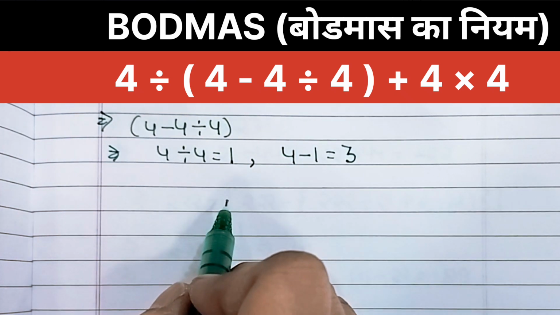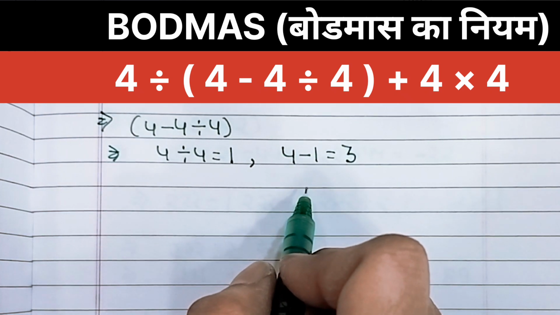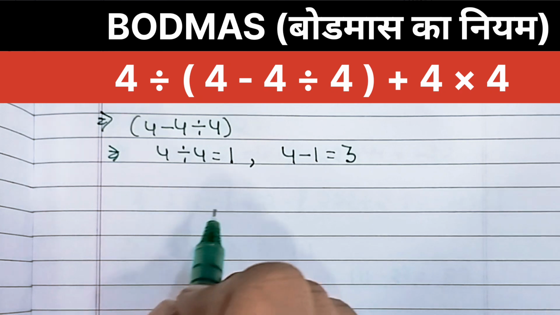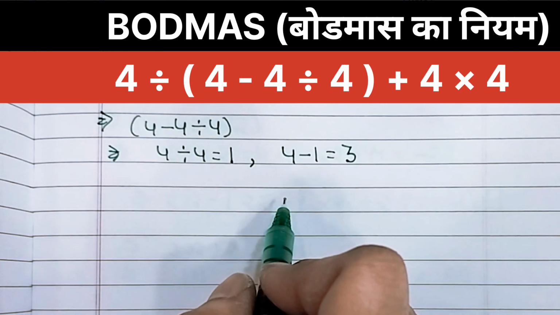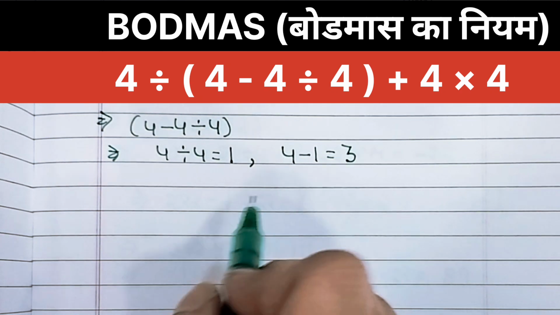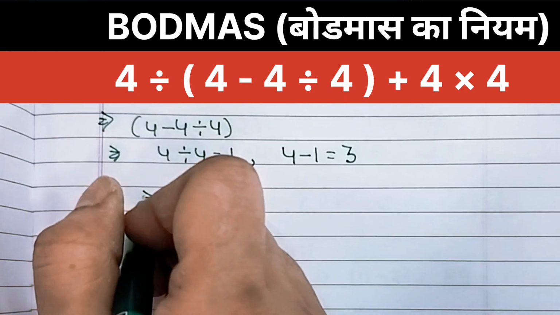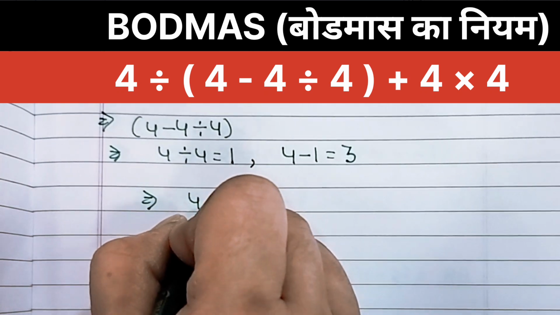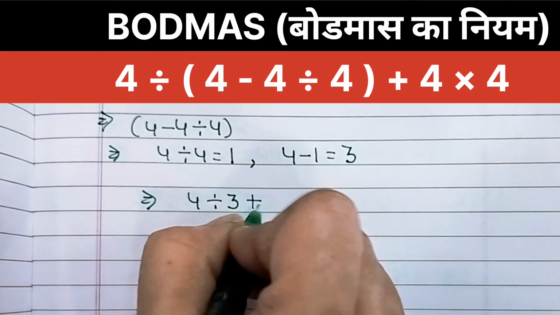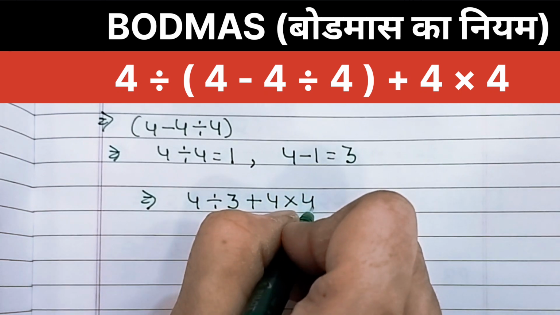So here in step 1, division takes priority over subtraction, and in step 2 we clear the brackets entirely before moving to the external operation. So finish the operation inside the parentheses. Now the expression becomes 4 divided by 3 plus 4 and then multiply by 4.